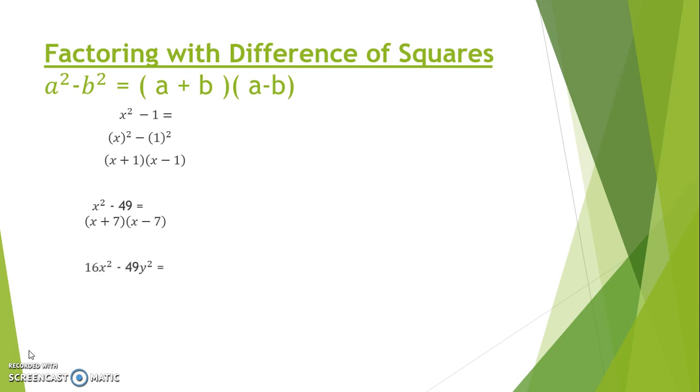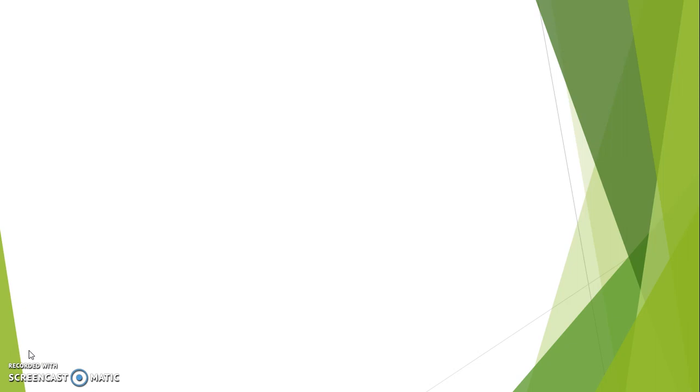So it gets a little harder, 16x squared minus 49y squared. Well, you can only do difference of two squares if everything in your equation is a perfect square. So 16 is 4 squared. x squared is x that's been squared. 49 is 7 that's squared. And y squared is y that's been squared. So you can make it look like this. Okay, and then it's a matter of just plugging it into your formula. So it would be 4x minus 7y and 4x plus 7y. So it's important you know your square roots.